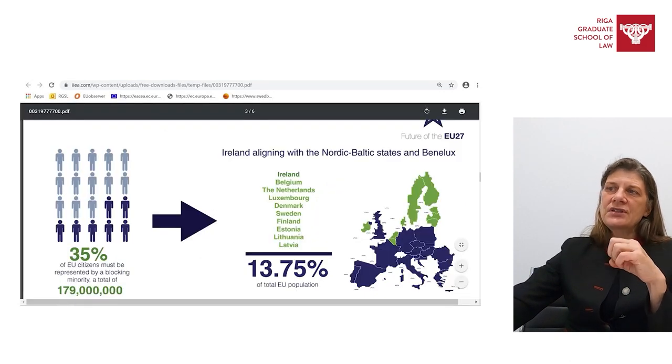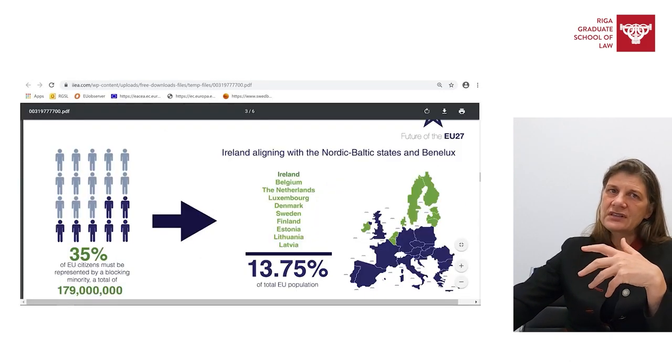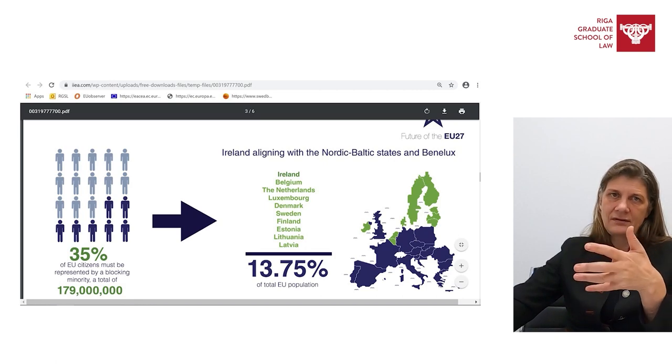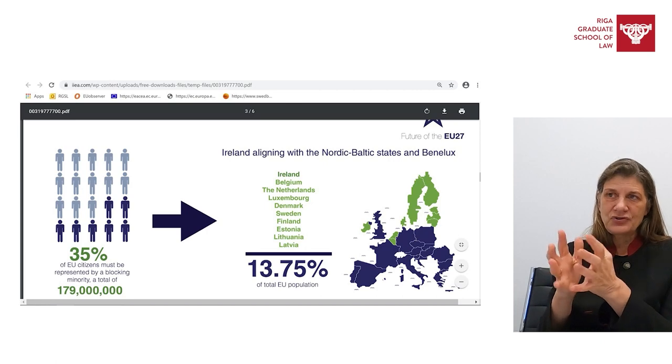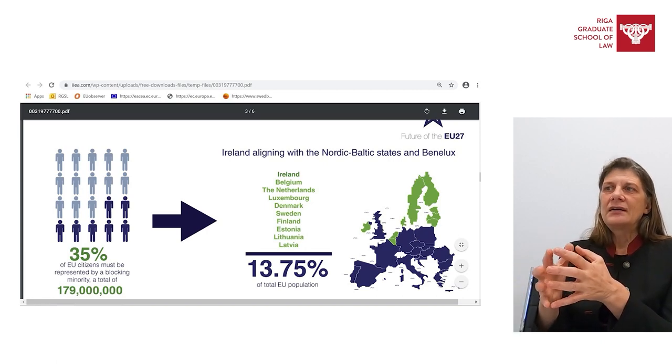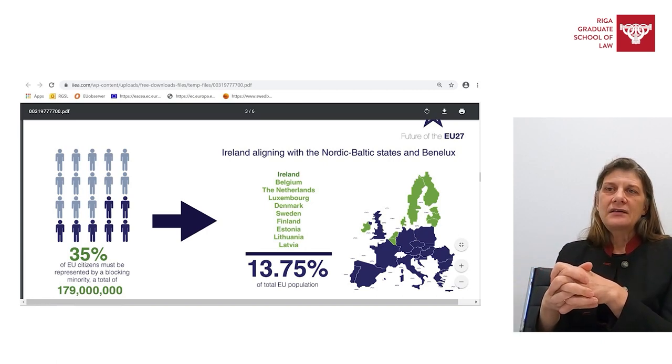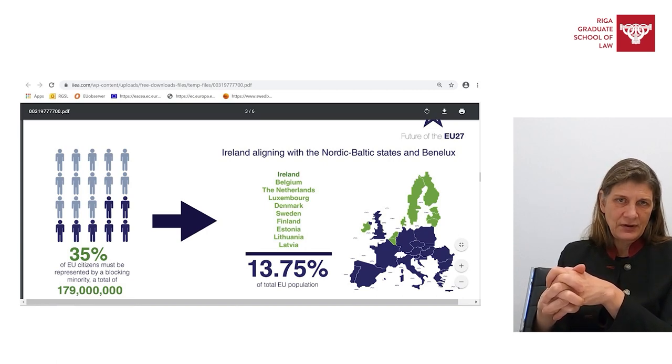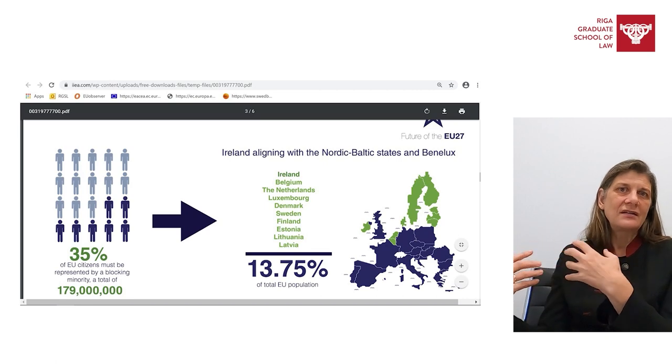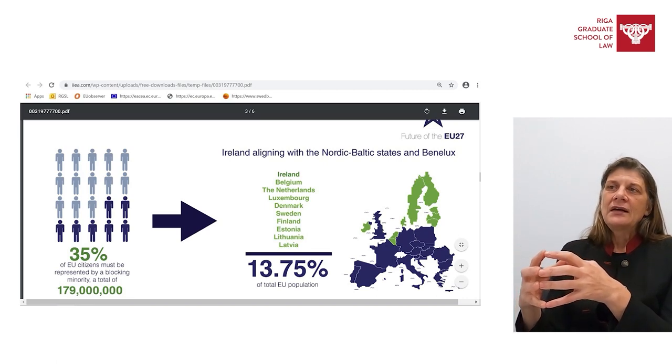And a blocking minority would mean that countries have to support the aspect to stop this, to block it. This would mean 179,000 people would then stand behind this blocking minority.